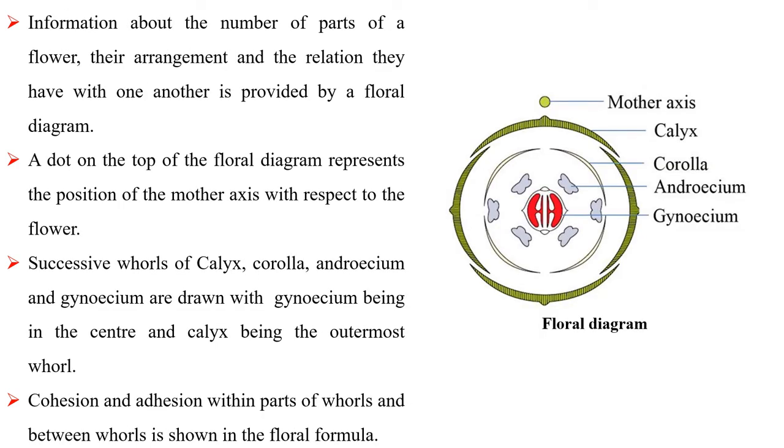Information about the number of parts of a flower, their arrangement, and the relation they have with one another is provided by a floral diagram. A dot on the top of the floral diagram represents the position of the mother axis with respect to the flower. Successive whorls of calyx, corolla, androecium and gynoecium are drawn with gynoecium being in the center and calyx being the outermost whorl. Cohesion and adhesion within parts of whorls and between whorls is shown in the floral formula.